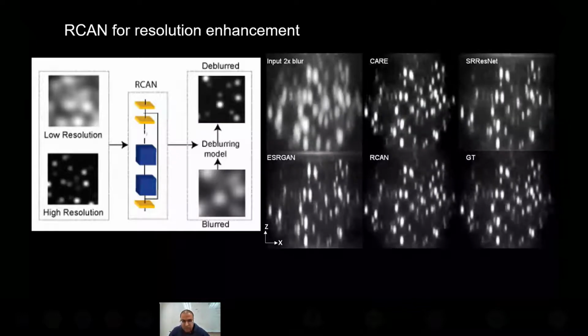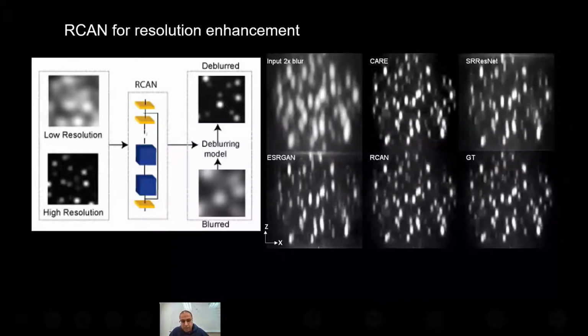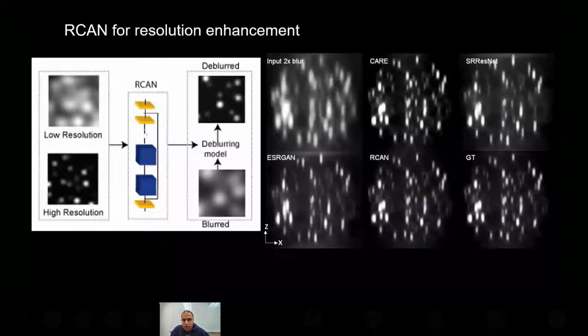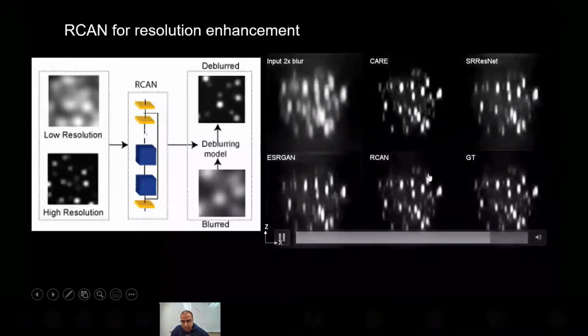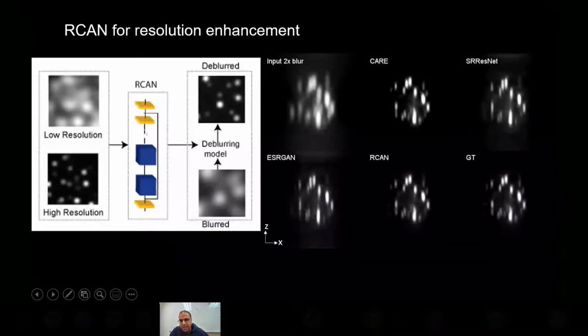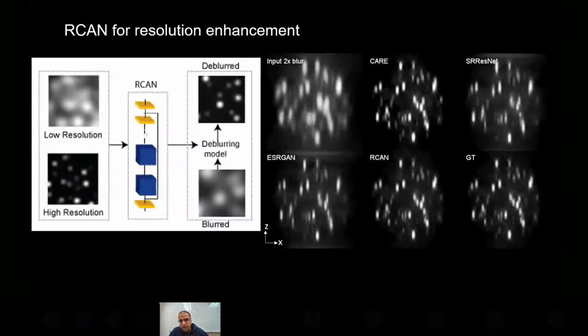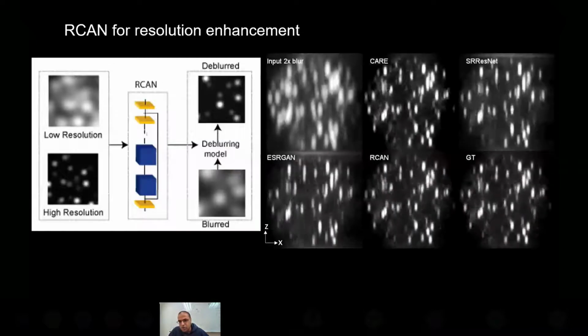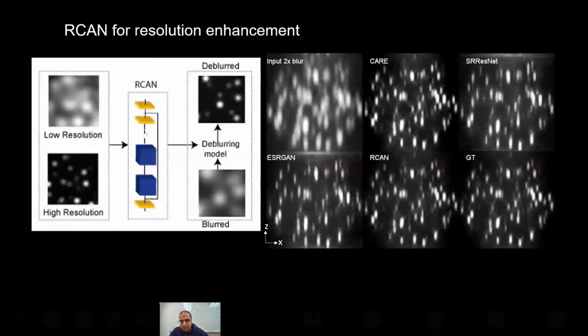And what we found is that, at least on this spherical noise-free phantom, all of these networks do a fairly good job. Given this blurry input, they can all do a reasonably good job of reproducing the ground truth. I mean, the SSR, SNET, and ESR GAN are a little bit worse, but not too obviously. The CARE and the Arcad are kind of class leading.